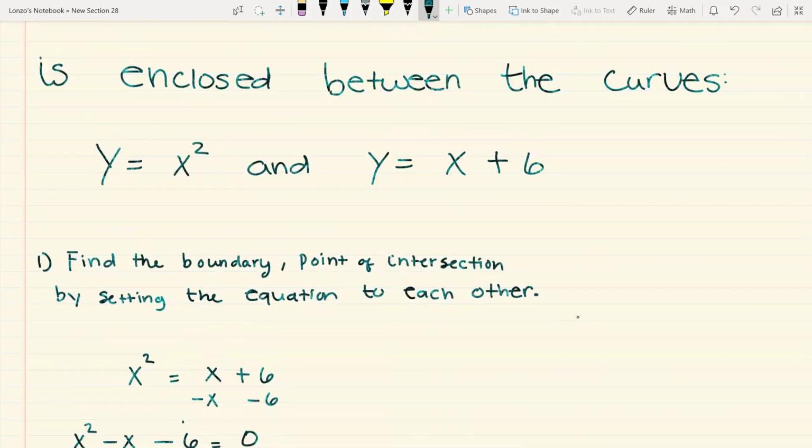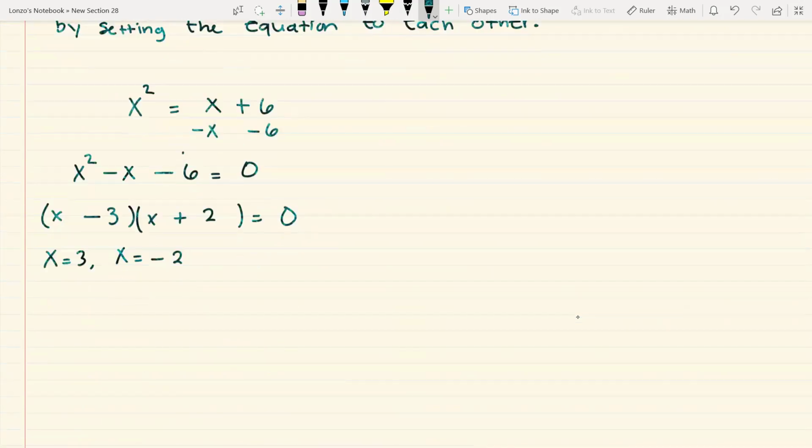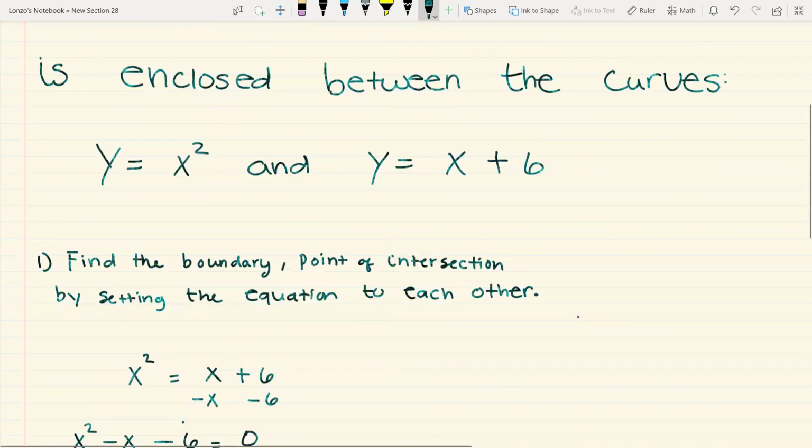So now what I would do is draw a graph. Draw a good graph. The more detailed, the better. You can put this in Desmos if you're allowed to use a calculator. These aren't too hard to graph. y equals x squared, we know that looks like a parabola. And y equals x plus 6 is linear with a y-intercept of 6. It would look something like that.